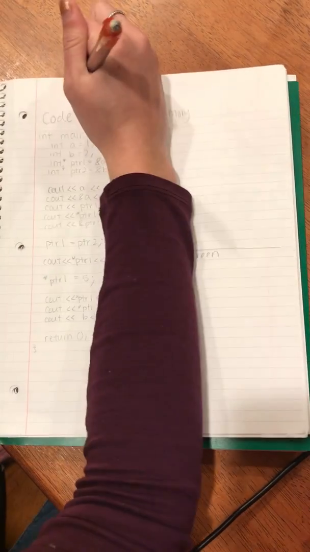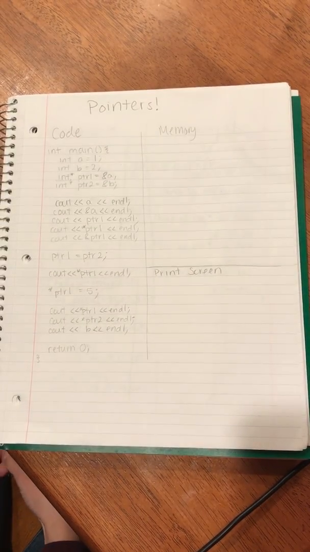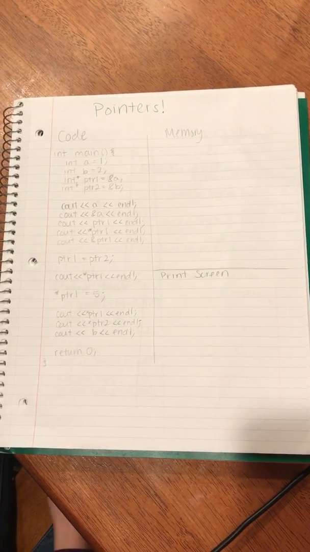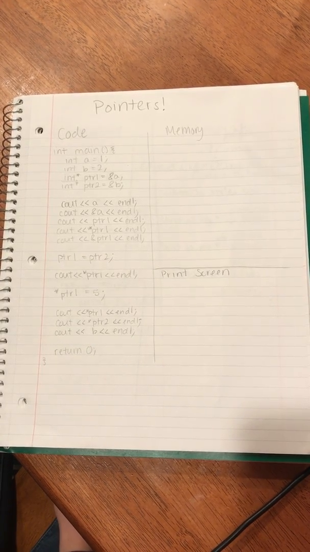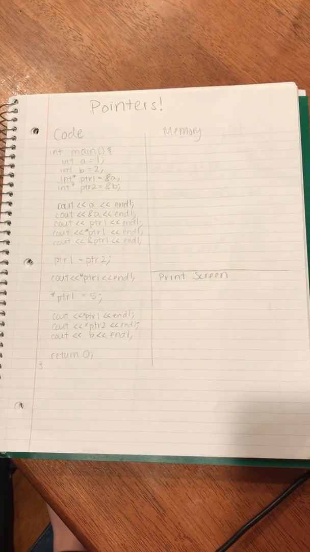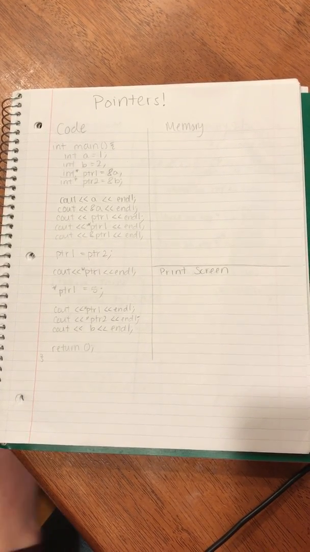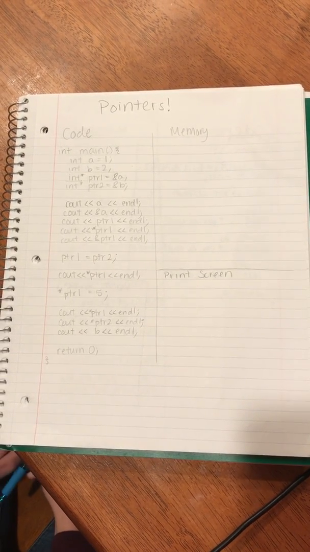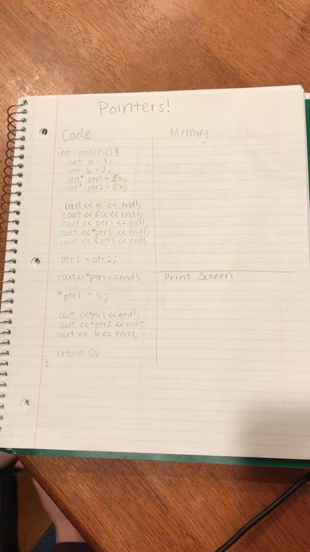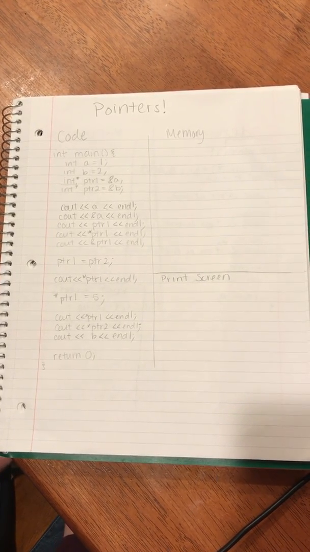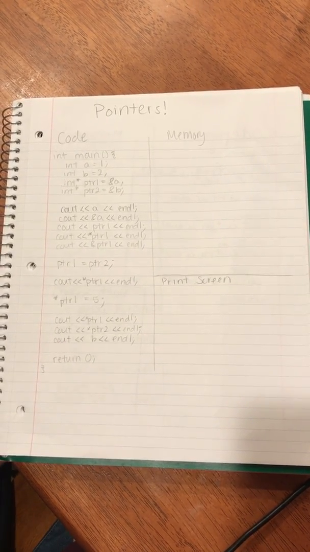Today we're going to be talking about pointers. What is a pointer, you ask? A pointer is an object, just like an integer, a double, or a char. But instead of having a value of a number or a character like integers, doubles, and chars, the value of a pointer is a memory address. Hence, it's pointing to another object in memory.